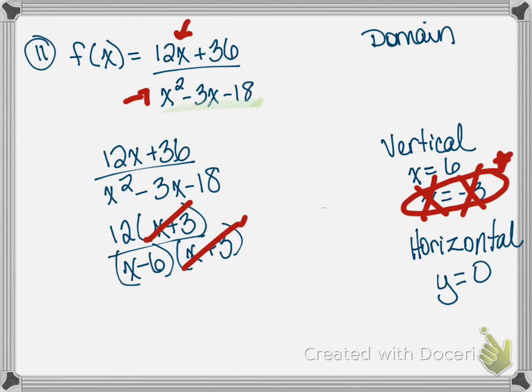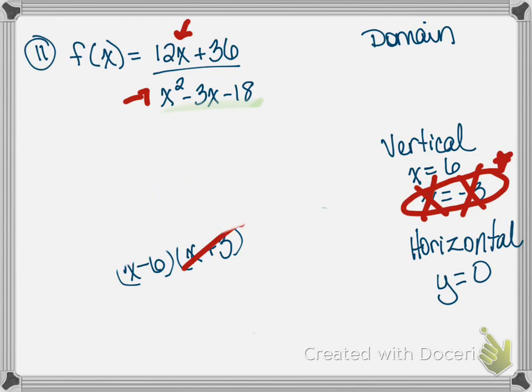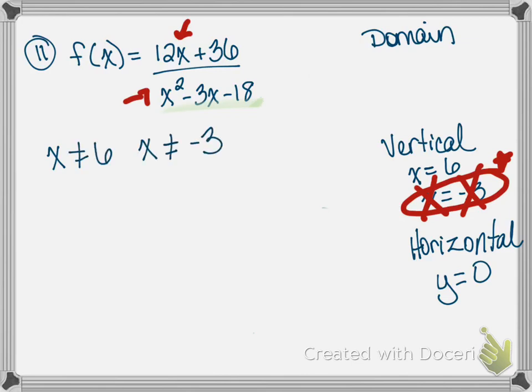Now, as part of your domain, though, you still have to worry about the 6 and the -3. Okay, x cannot be 6 and x cannot be -3 because of that. So even though we kind of are throwing that -3 out, when we talk about the domain, we have to account for that.